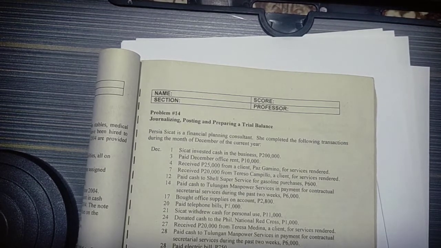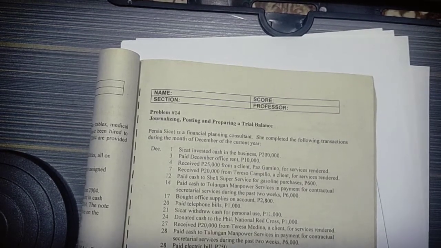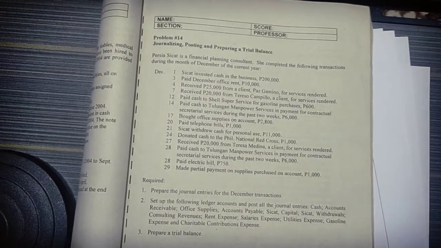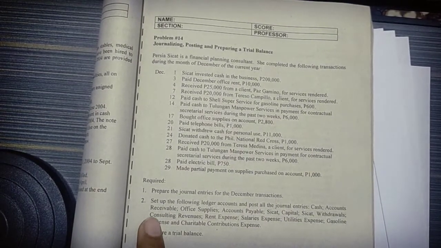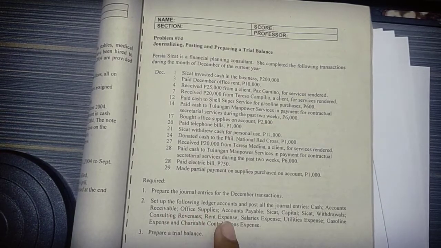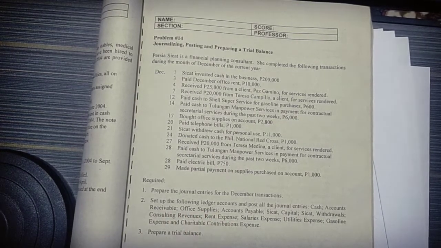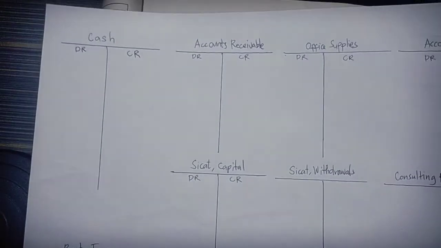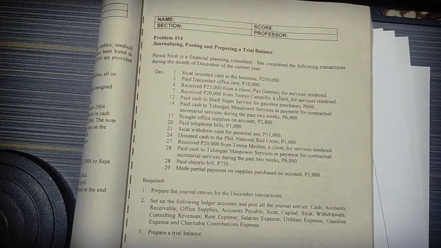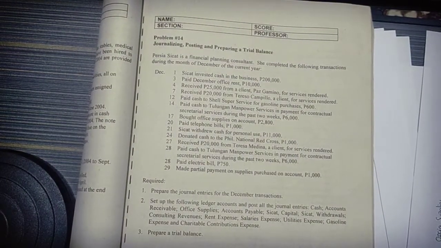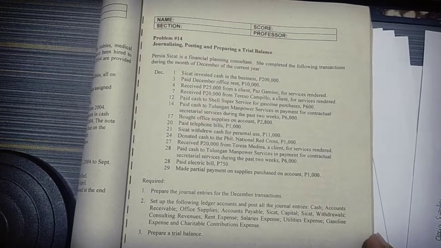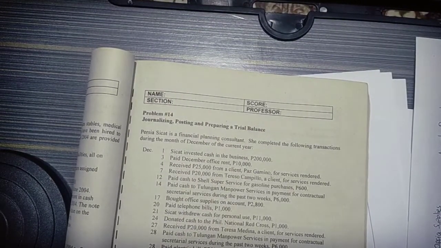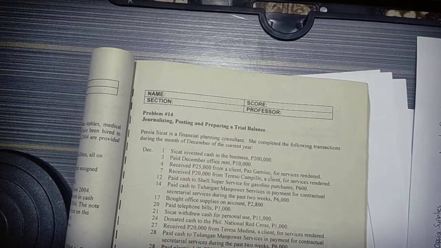Okay, so sa problem number 14, we have to prepare the journal entries for the December transactions. Also, set up the following ledger accounts. So, instead na ledger accounts, ang gagamitin natin ay ang T accounts. Okay? And of course, we are going to prepare the trial balance. So, let me read. Persia Sikat is a financial planning consultant. She completed the following transactions during the month of December of the current year.